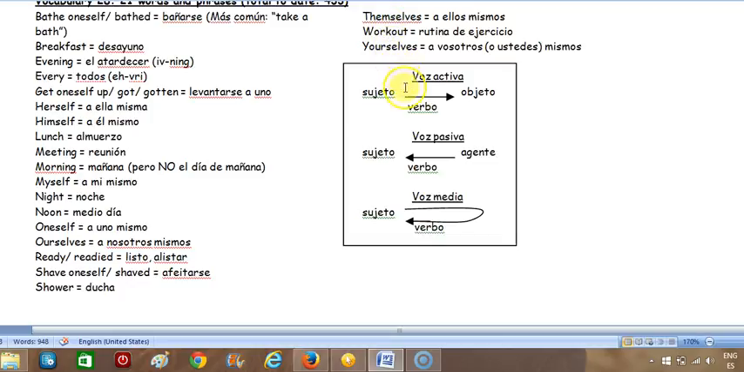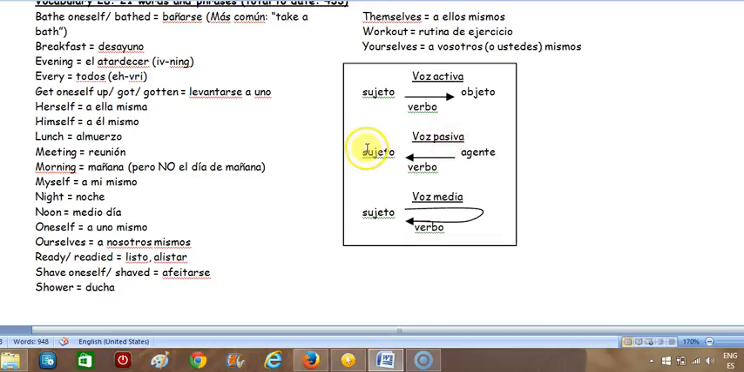Alright, so let's take a look at this little box. This will help us to understand reflexive pronouns. So reflexive pronouns are like this. Okay, so we've all heard of the active voice. With the active voice, the subject does an action, the verb is an action, and the object receives the action. Okay, so I think we went over this in lesson 3. So you can refer back to lesson 3 to see that.